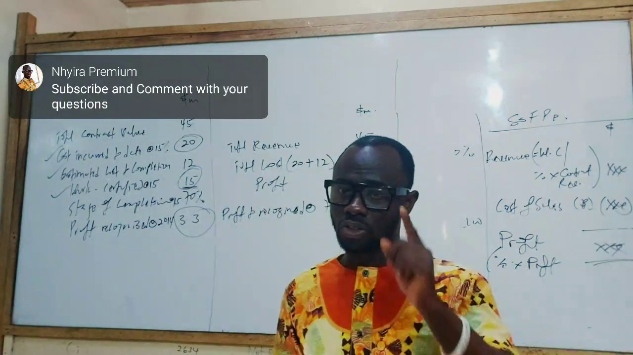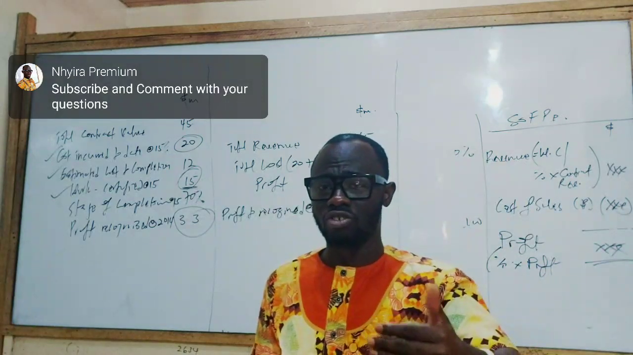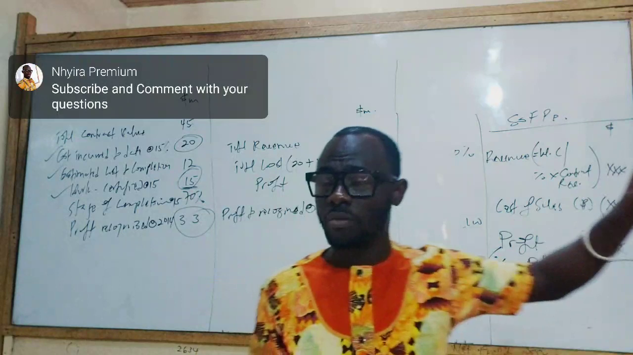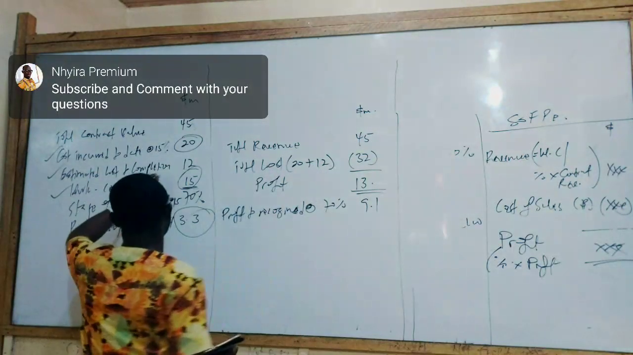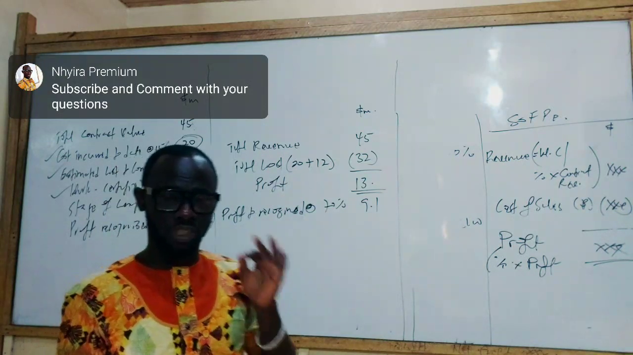Then remember also, I mentioned that because we are now in the second year of the contract, the revenue that we're going to be bringing in our statement of financial performance will be what? The work certified, which is the 15 million.